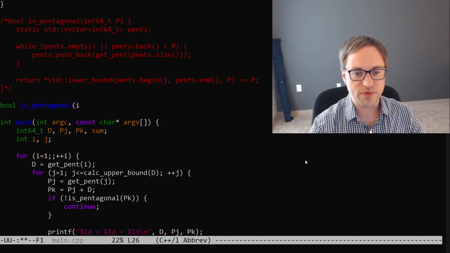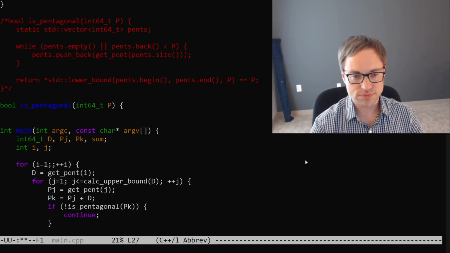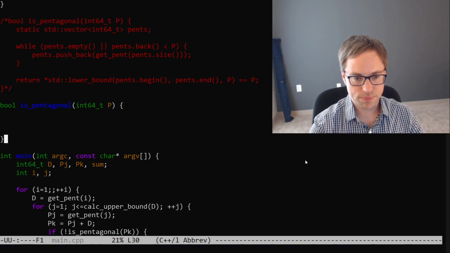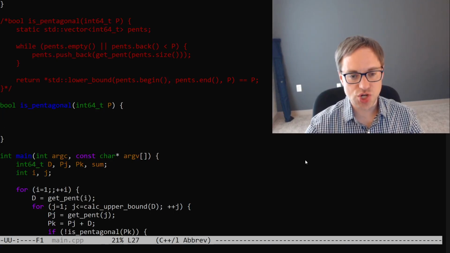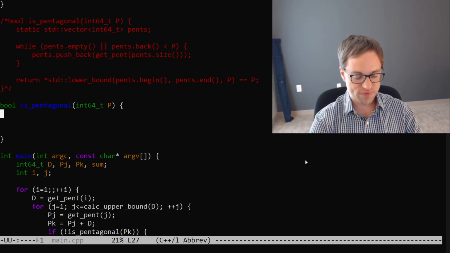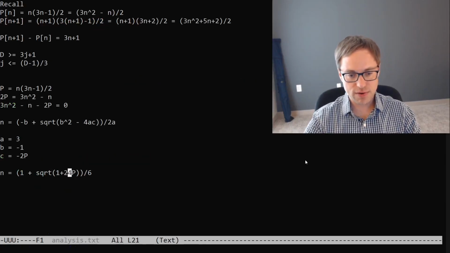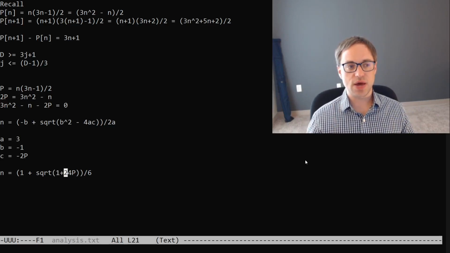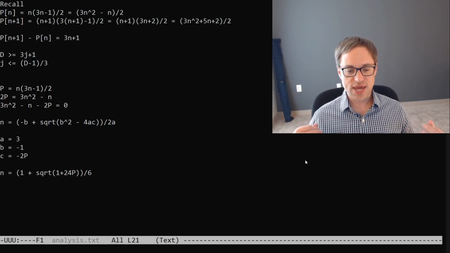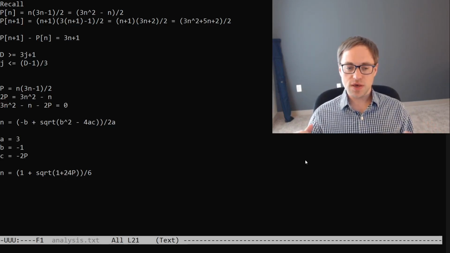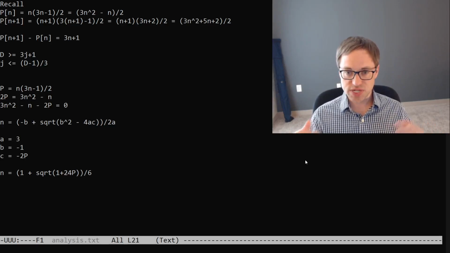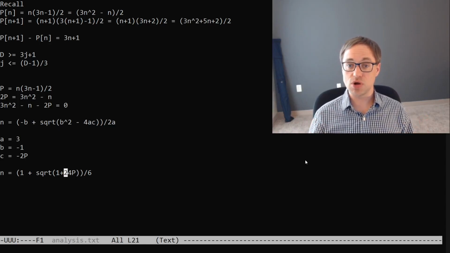And as before, it's going to take a 64-bit integer. And we want to check if this, or rather if 1 plus 24p, going back over to here, is a perfect square. And so the idea is that we're going to take the square root, convert that to the nearest integer, square that, and see if we get back the number that we started with.